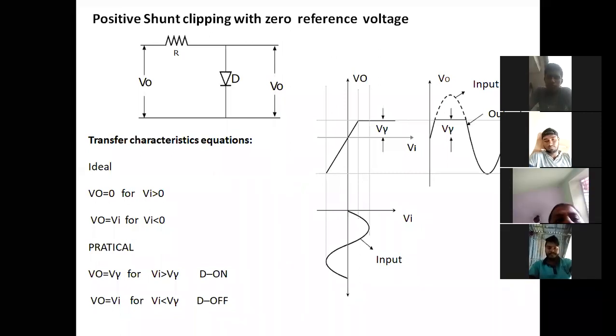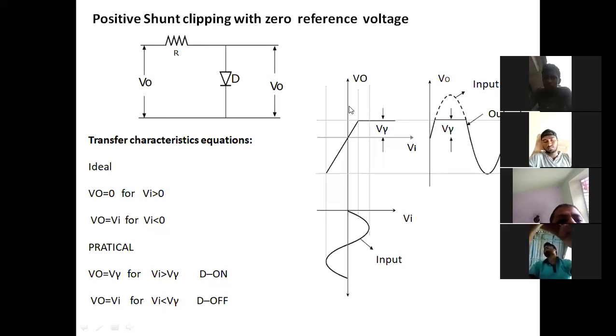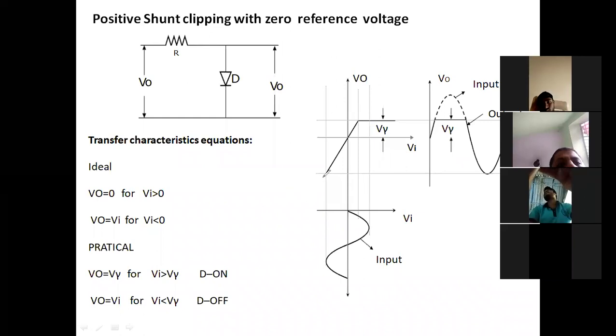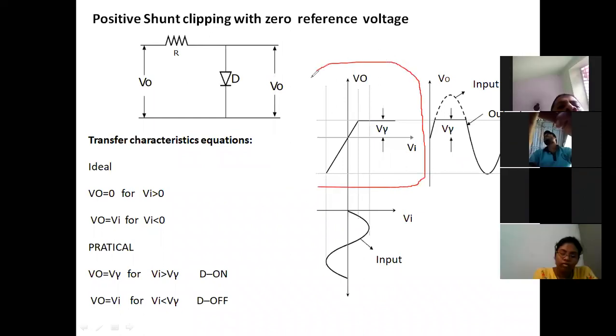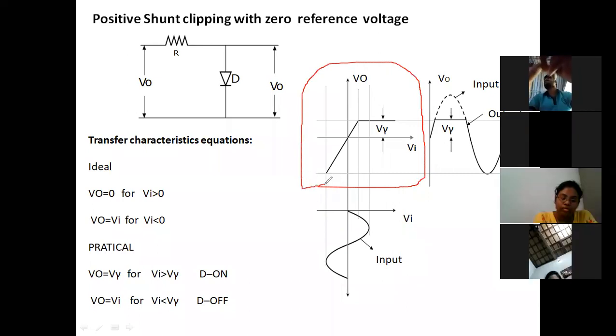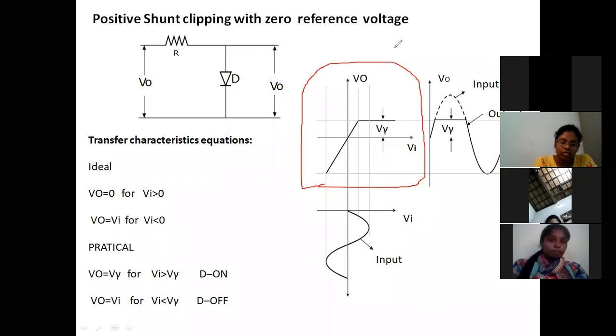For the positive shunt clipper, we have discussed the transfer characteristics also. You have to understand this transfer characteristics very carefully. If you understand it carefully, then it will be very easy. The transfer characteristics is nothing but a graph drawn between the input voltage and the output voltage. By seeing this transfer characteristics, we are going to draw the output waveforms.